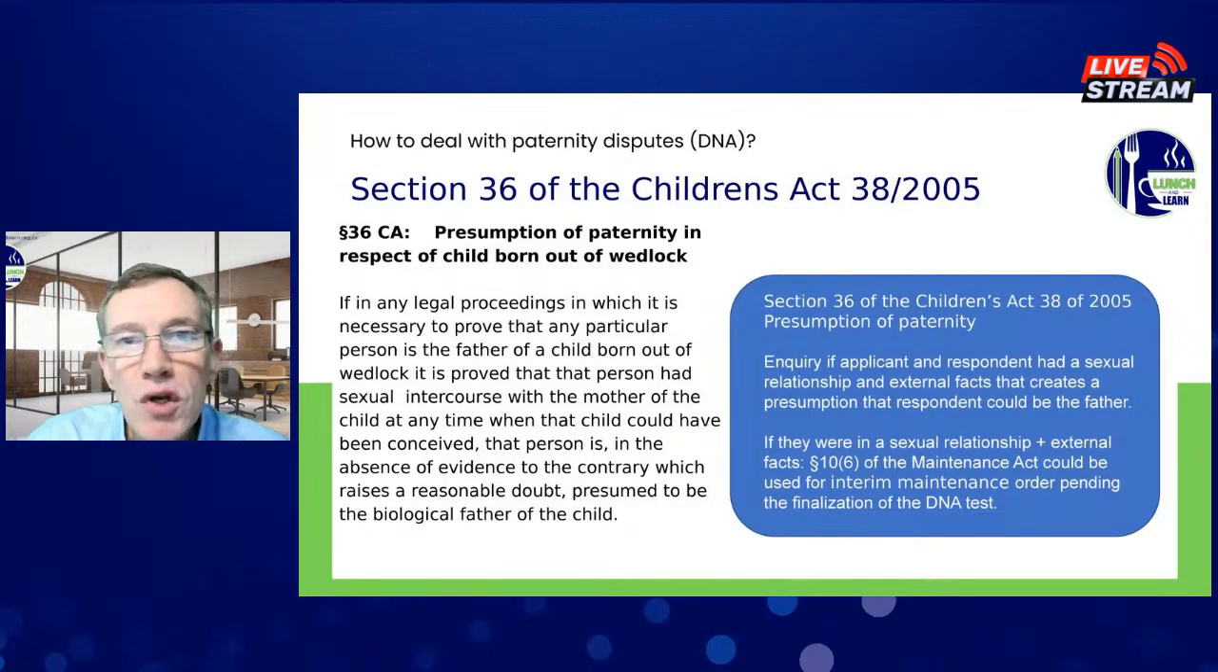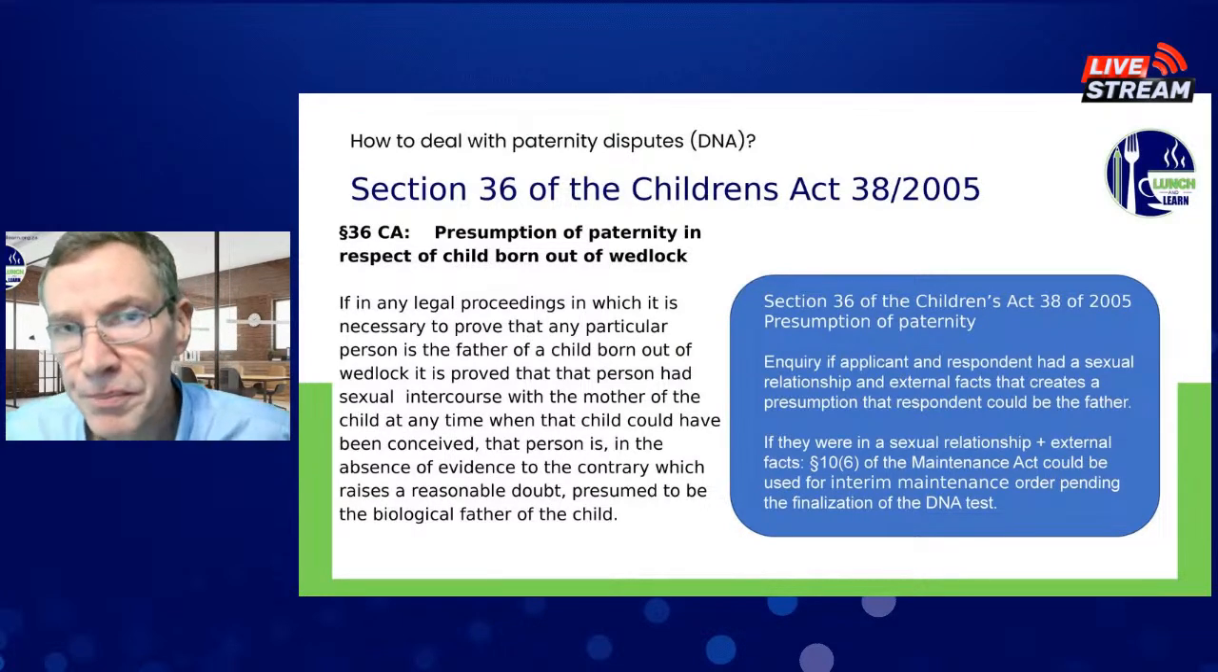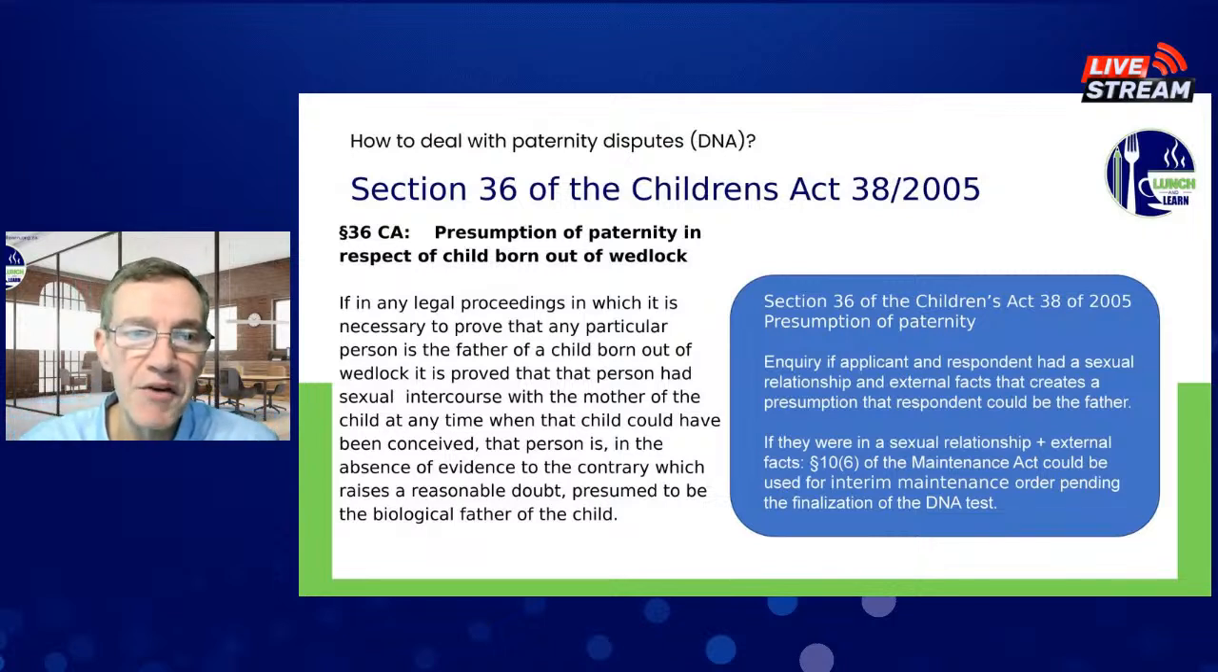So if you could prove that the complainant and the respondent had a sexual relationship during the period that the child was conceived, then the presumption of paternity could kick in, and the maintenance officer could put that to court, relying on Section 36 of the Children's Act. So how would one prove that they had a sexual relationship, or might have had sexual intercourse, during the time when the child could have been conceived?